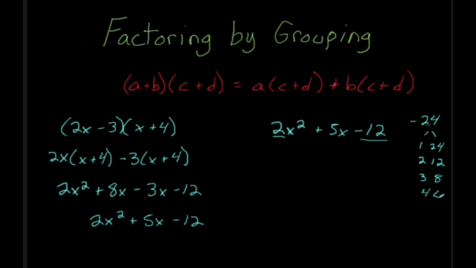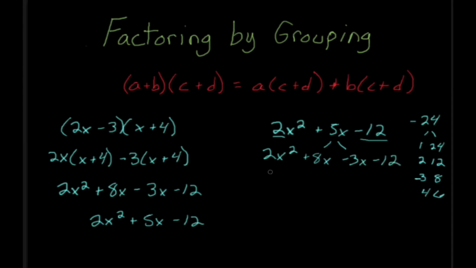Now, because we have a negative 24 here, each one of these factors could be negative. This could be negative 1 times 24 or negative 24 times 1. Either way, that's not going to add up to 5. So in order to add up to 5, it looks like we're going to have a negative 3 here and a positive 8. So I'm going to split this 5x up into two terms, a positive 8x and a negative 3x.